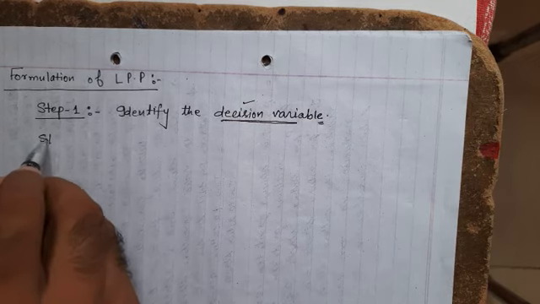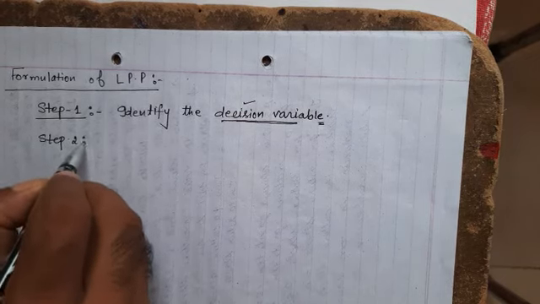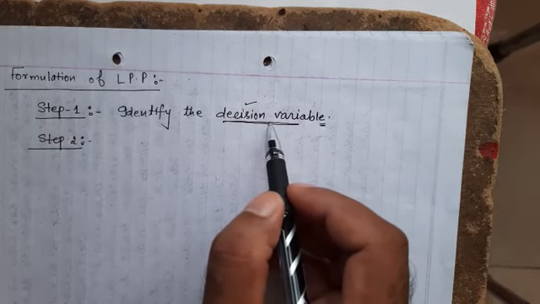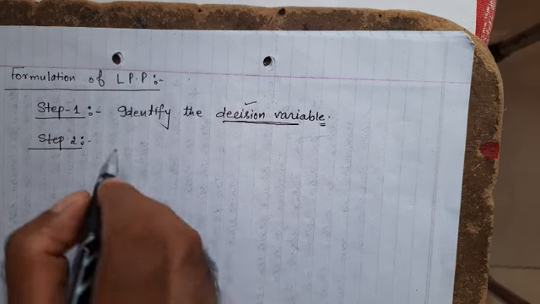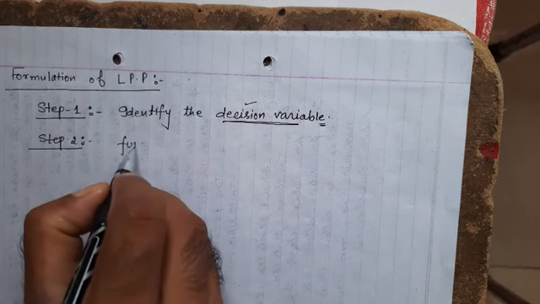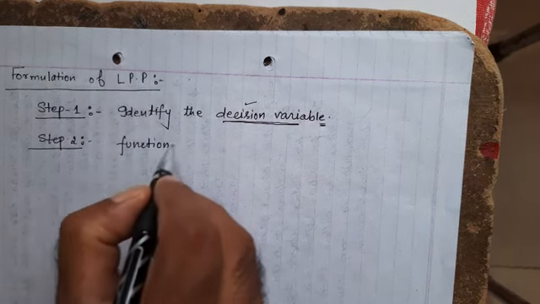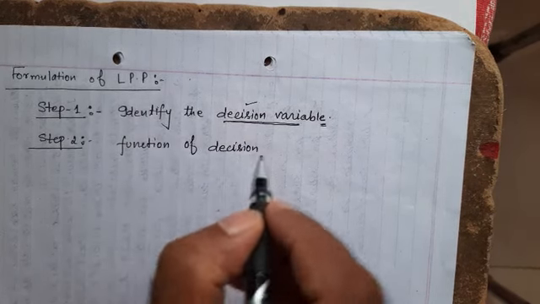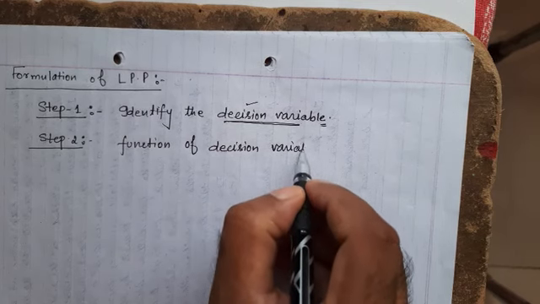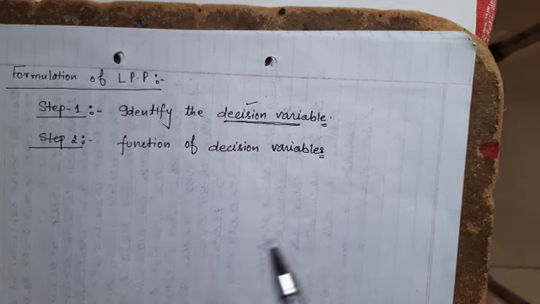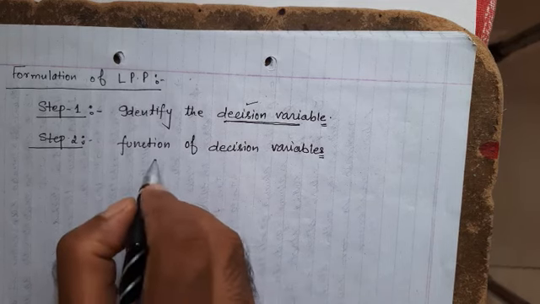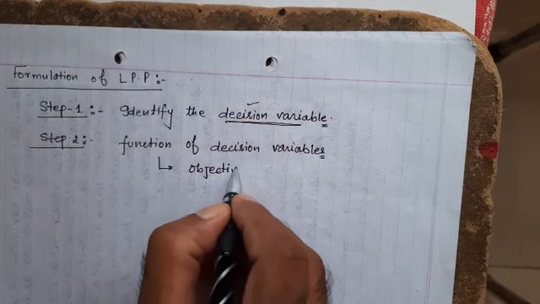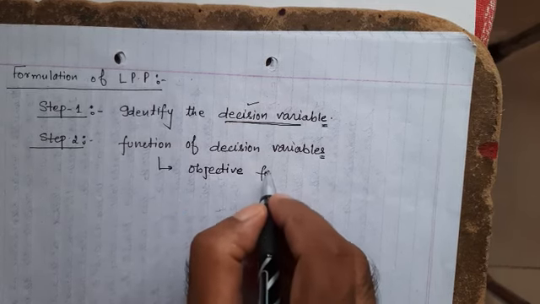In step 2, relating these decision variables, we have to write a function. That is the function of decision variables, and this particular function is called the objective function. So in the second step we have to write the objective function.